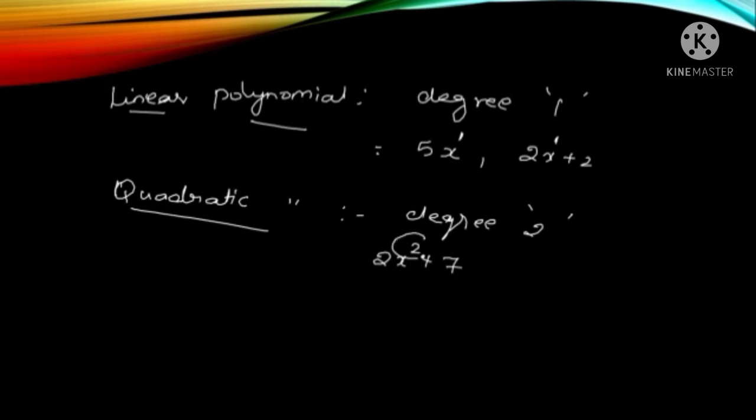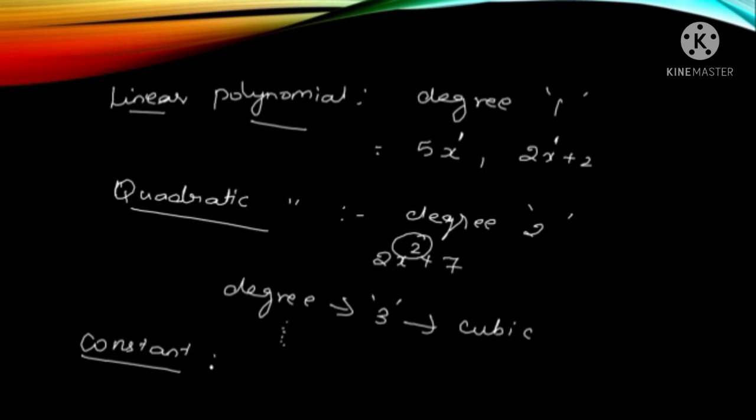The degree of a constant polynomial is 0. If you consider a constant polynomial, say 5, it is a constant polynomial. Here the degree is 0. There is no x term, isn't it? So in a constant polynomial, the degree will be 0.